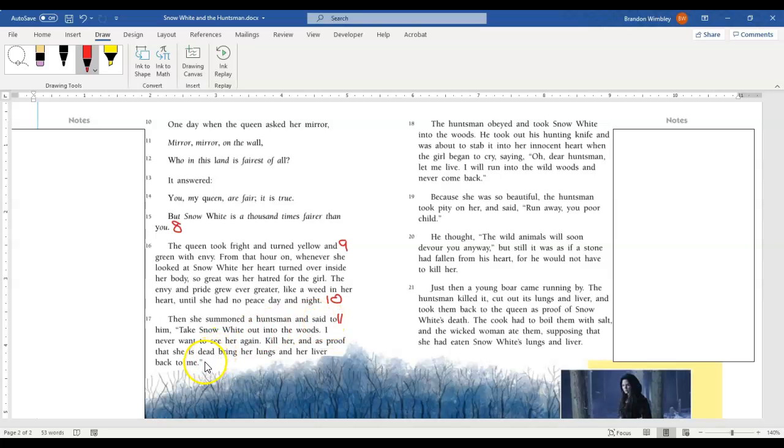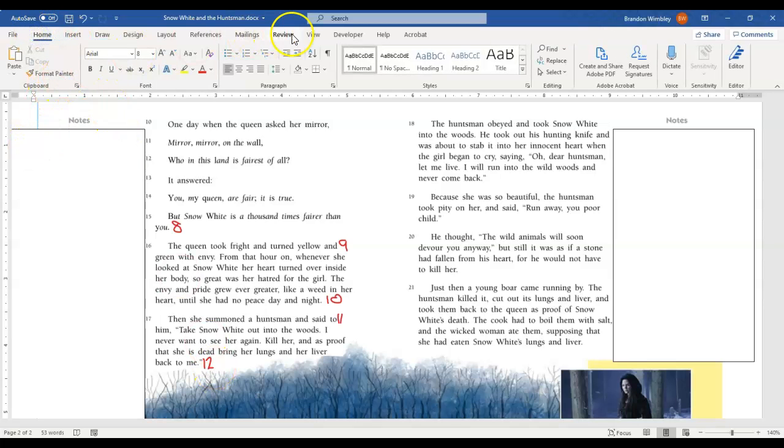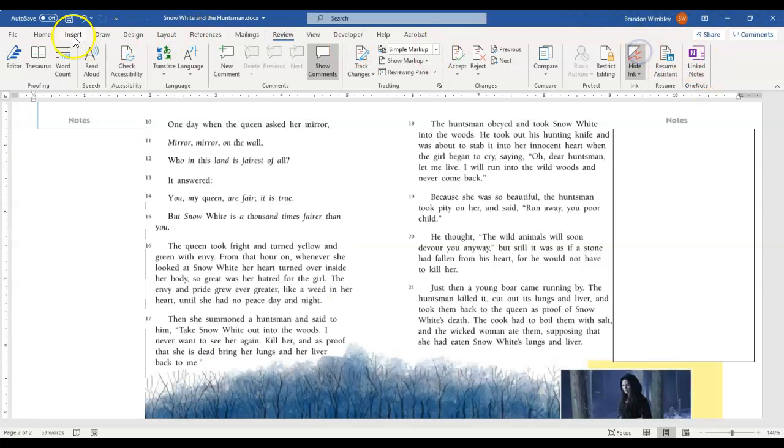And then 12, even though it's not an action yet, she's speaking and she's saying what she wants done. So I think that's kind of important. She's saying she wants Snow White dead. So I'm going to put that in my part over here for my summary. So let's get started.